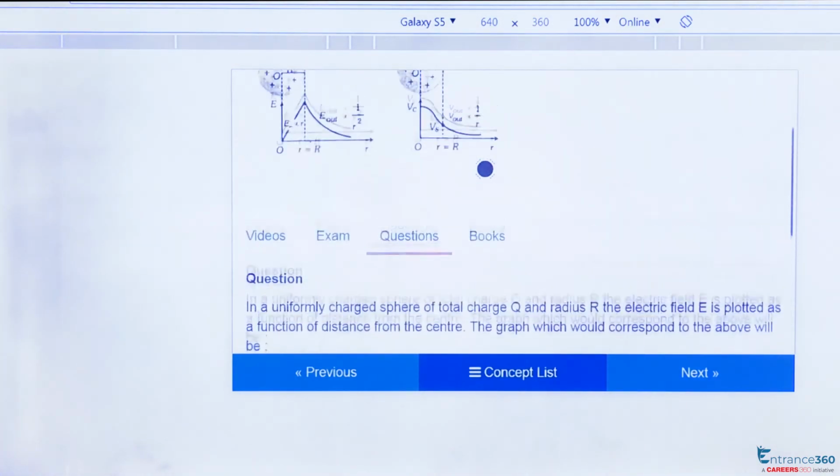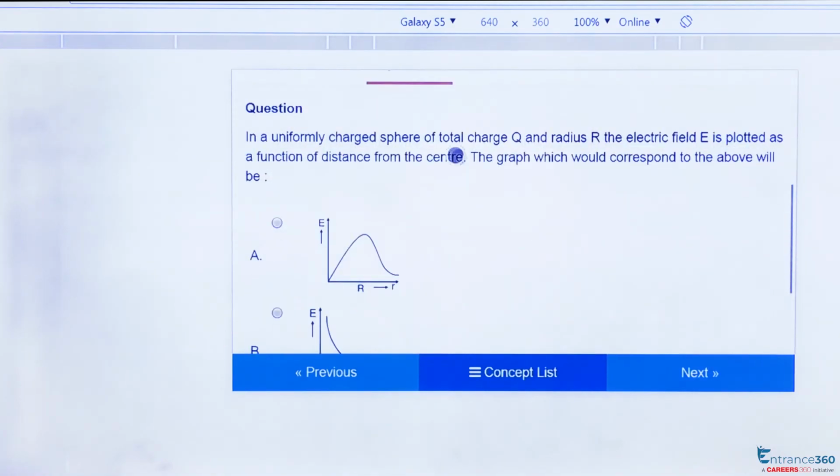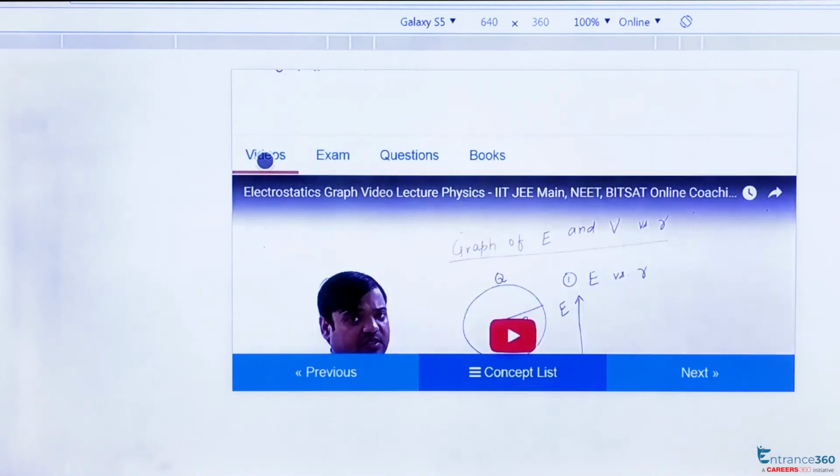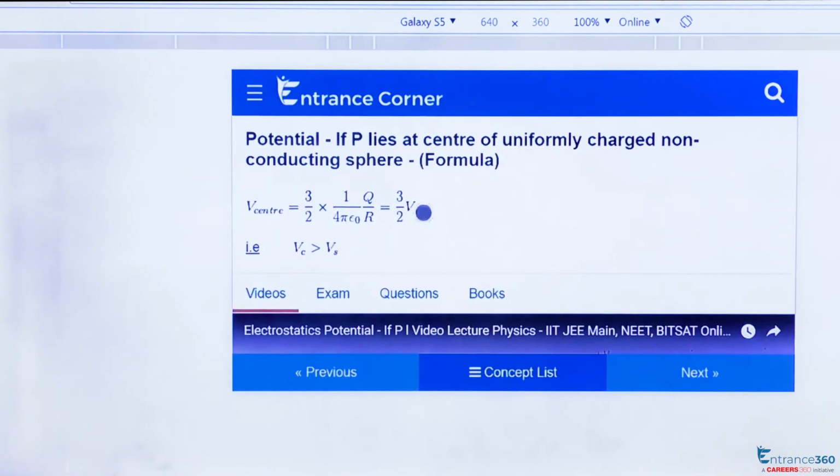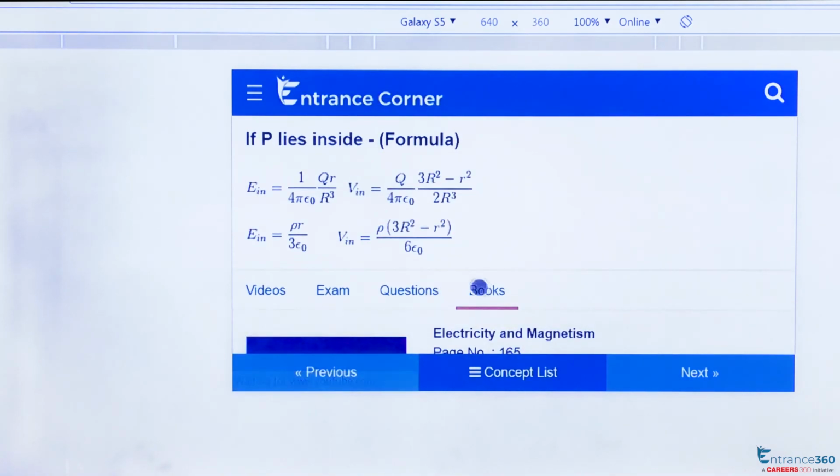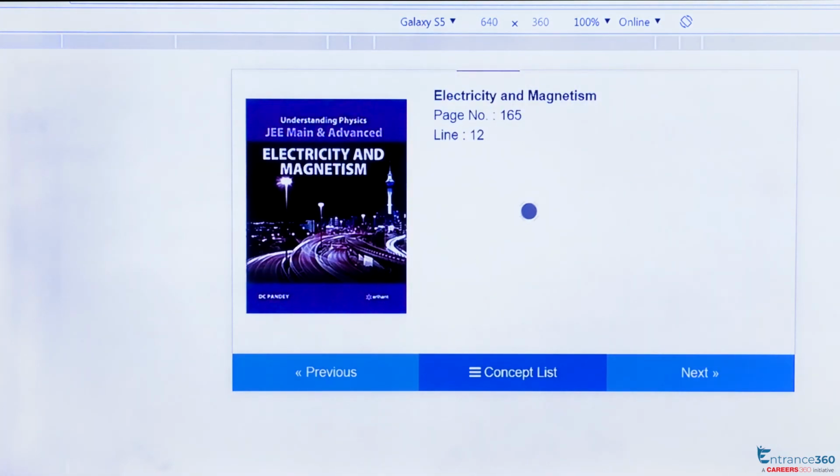To know more about these concepts, you can watch the videos here. If you want to know more about the concept related to the electric field of spheres, in previous videos you will get the concepts, and you can watch the next videos also, where you will get the concept for different cases. And you can read the book by DC Pandey, page number 165, line number 12, electricity and magnetism. You will get the concept from there also.